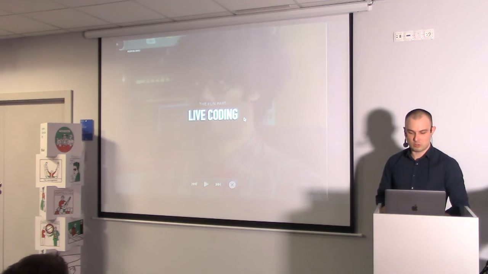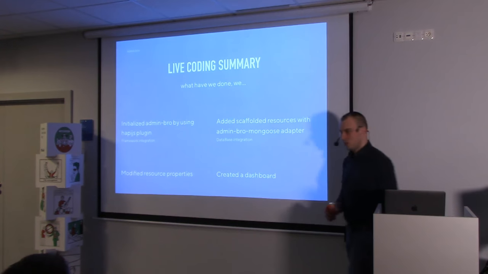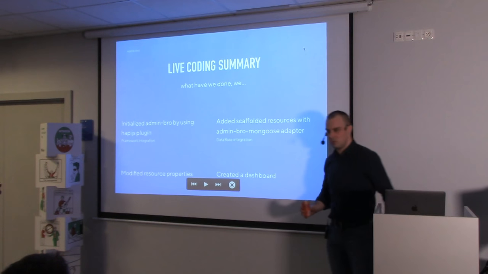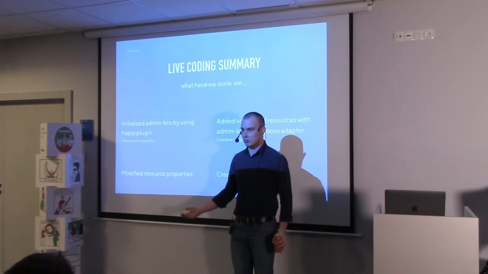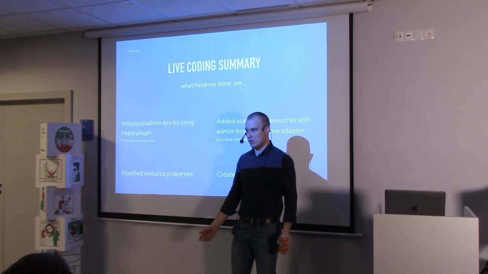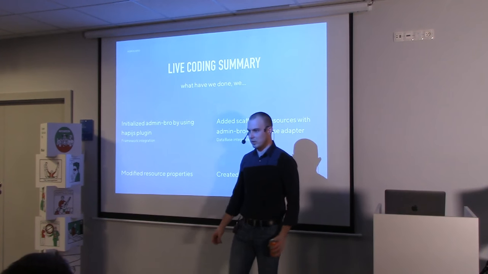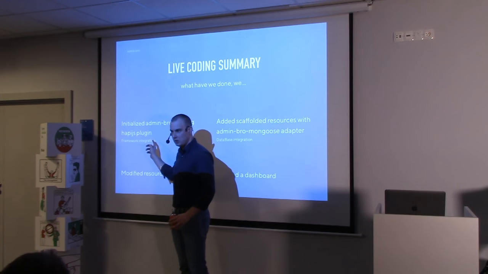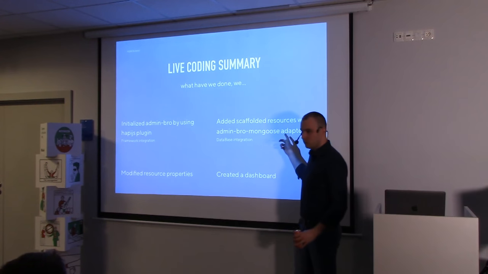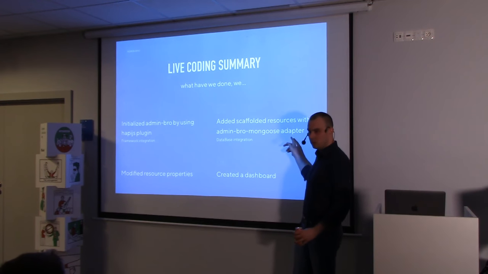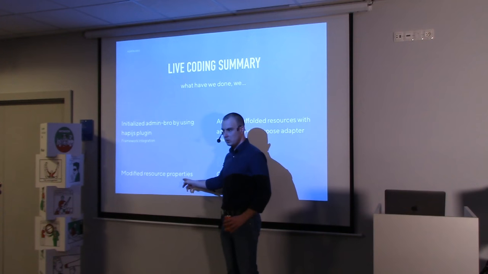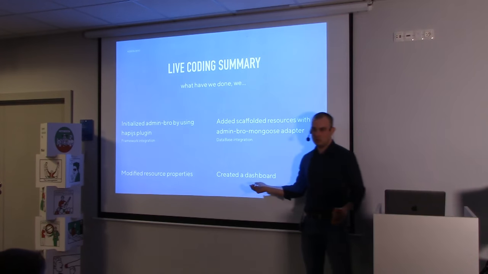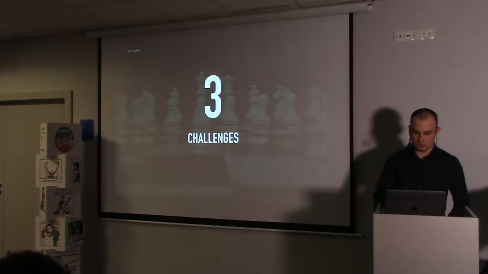So let me summarize what I told you. First of all, it took like 30 minutes, something like that, and we've added the admin panel to the application. Usually, we would charge the client for 2 days for that. So we initialized AdminBro by using the HapiJS plugin. Then we added the scaffolded resources by using the AdminBro Mongoose adapter. Then we modified the resource properties by adding the map to the list of properties, and we created a dashboard. So this is what we did during the last 30 minutes using AdminBro.